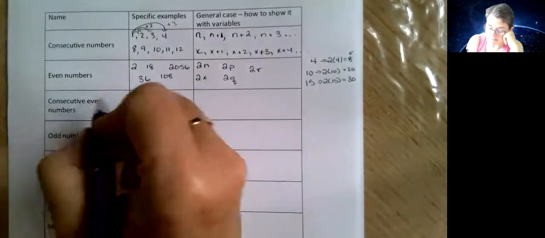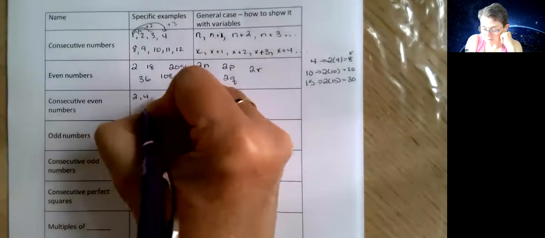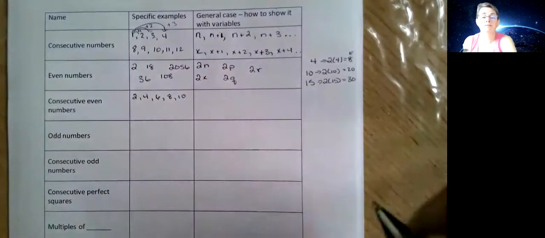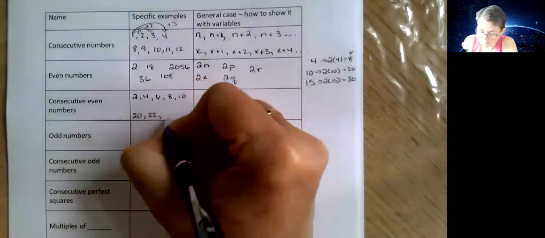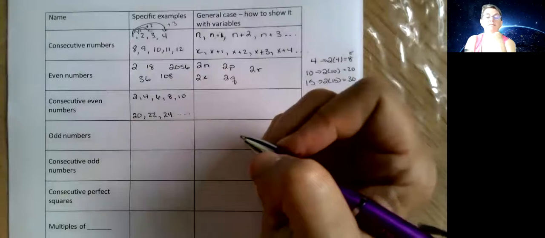Okay, so consecutive even numbers would mean counting like 2, 4, 6, 8, 10, right? Counting up by 2s. You don't have to start at 2. You go 20, 22, 24, 26. All right.